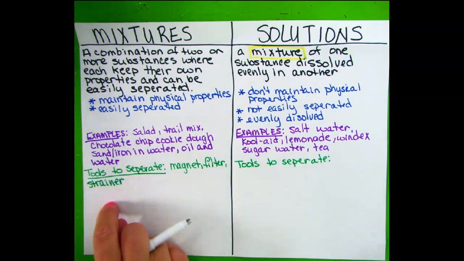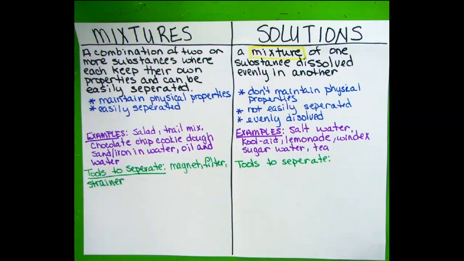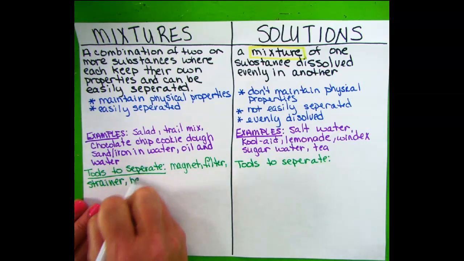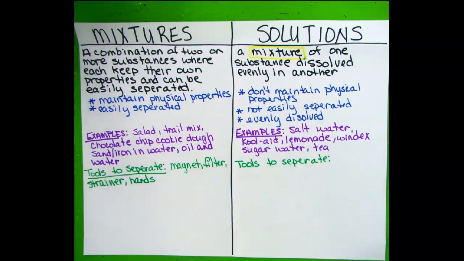I think of a strainer like a mixture would be when you are boiling your spaghetti noodles. Oftentimes we put it in a strainer so the water runs off and we're left with the noodles. That's a mixture, so we use strainers for that. Our hands. I don't know how often I've eaten Skittles or M&Ms and I've separated out the colors. Skittles and M&Ms are a mixture, so you can separate them with your hands.